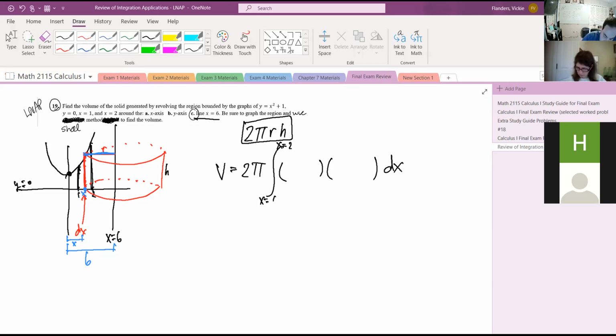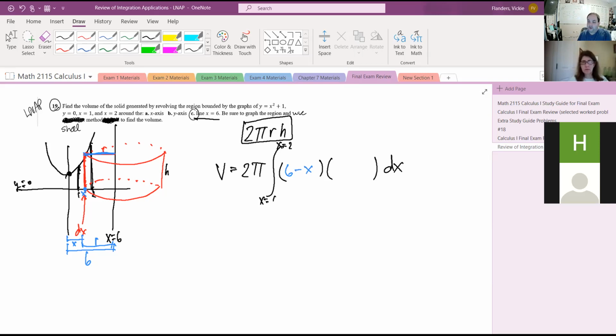Our radius is the leftover bit from here to here. This is our radius right here every time. So every time we move x over, the radius is going to get a little smaller or a little bigger depending. But since I'm counting from 1 to 2, as I count, the radius is going to get smaller and smaller as I go. Notice the r is always going to be equal to whatever 6 was, take away whatever my x value was. So 6 minus x represents the radial value there.